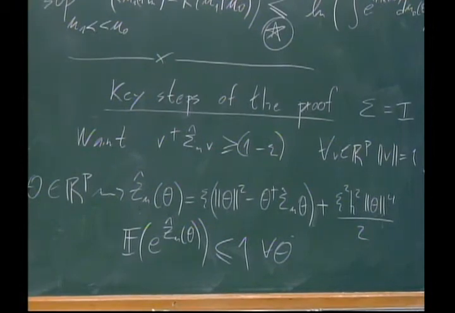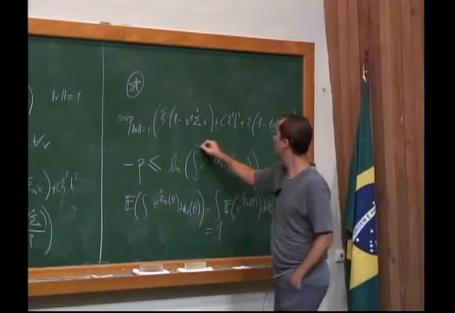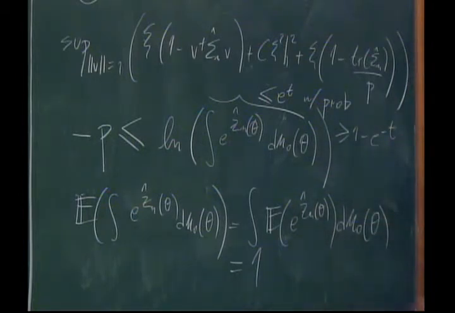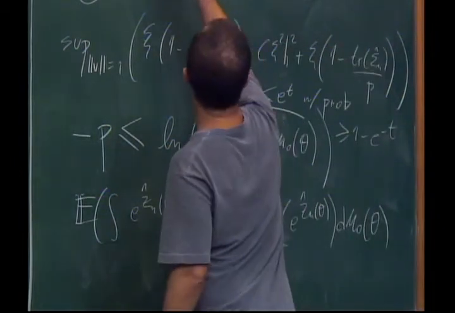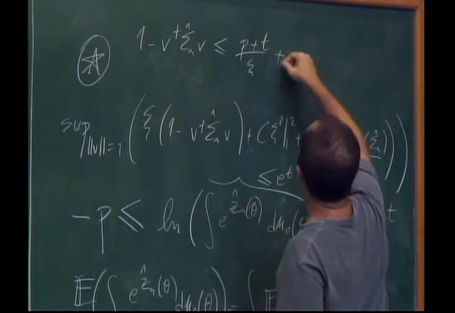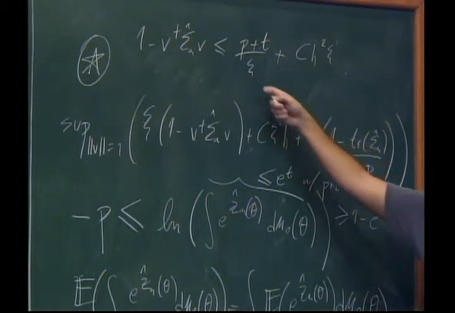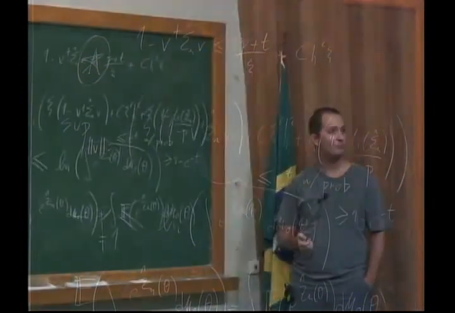So the probability that this is larger than, say, e to the t is less than e to the minus t, just by Markov's inequality. So this is less than e to the t with probability greater than 1 minus e to the minus t. You take the log, you get a t here. And in the end, you have that something like 1 minus v transpose sigma n v is less than p plus t divided by psi plus some terms with psi squared, which is going to become psi. And with high probability, you just optimize over psi, and you get the bound in the theorem. So modulo some technicalities and constants, this was really the full proof. I'm already running over time, so thank you for your patience, and I'll finish here.